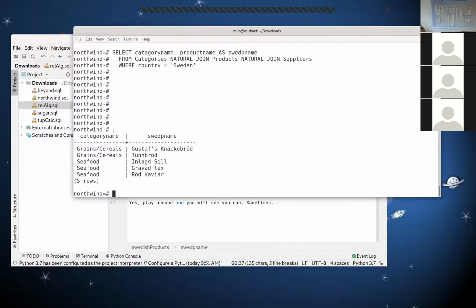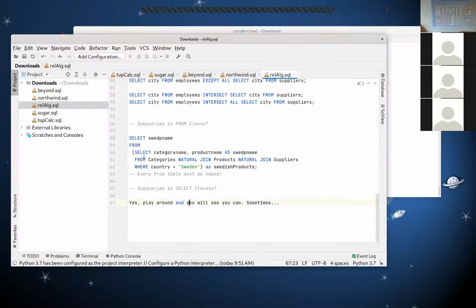Boink. All right, so there we are. These are the category names with the Swedish product name. So this defines a table, right? That's a table, that's a relation. What's going on here is that we're putting all that under here, and we're giving it a name called Swedish products. And then from that, we're getting the product name.